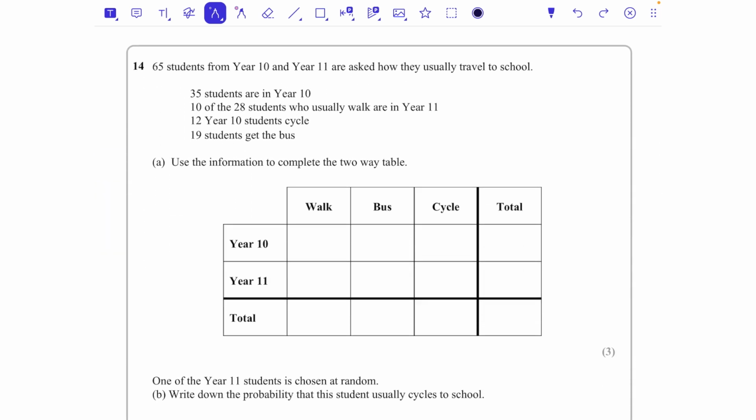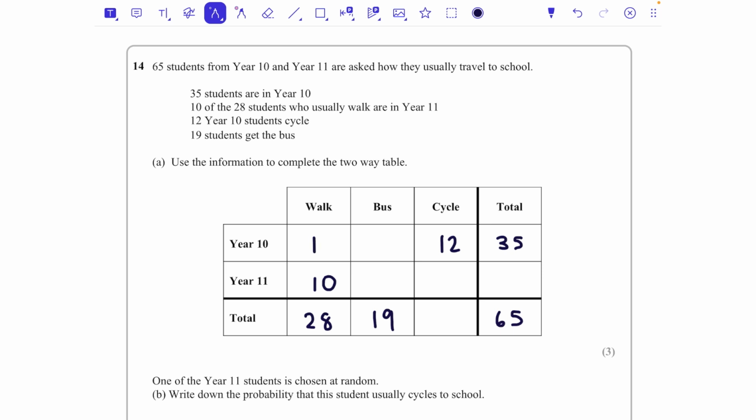65 students from year 10 and year 11 are asked how they usually travel to school. 35 students are in year 10, so we know that this number here is 35. We've got 65 students altogether in the total. 10 of the 28 students who usually walk are in year 11. So 28 students who usually walk, and 10 of them are in year 11. 12 year 10 students cycle, and 19 students get the bus. So filling in all of that looks like this.